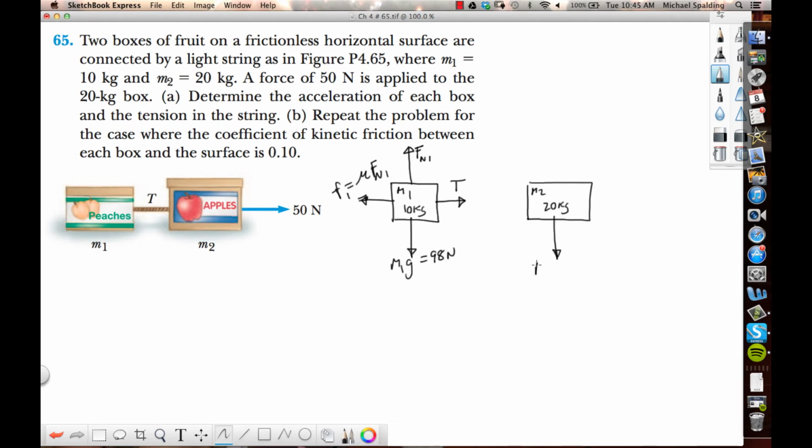For M2, we have M2g, which is 196. We have our 50 newton force to the right. We have a normal force up, which I'm going to call normal force 2. We have tension to the left, and we have friction to the left. That friction, friction 2, equals mu times normal force 2. And the coefficients are the same for both objects. All right, so now we sum forces.